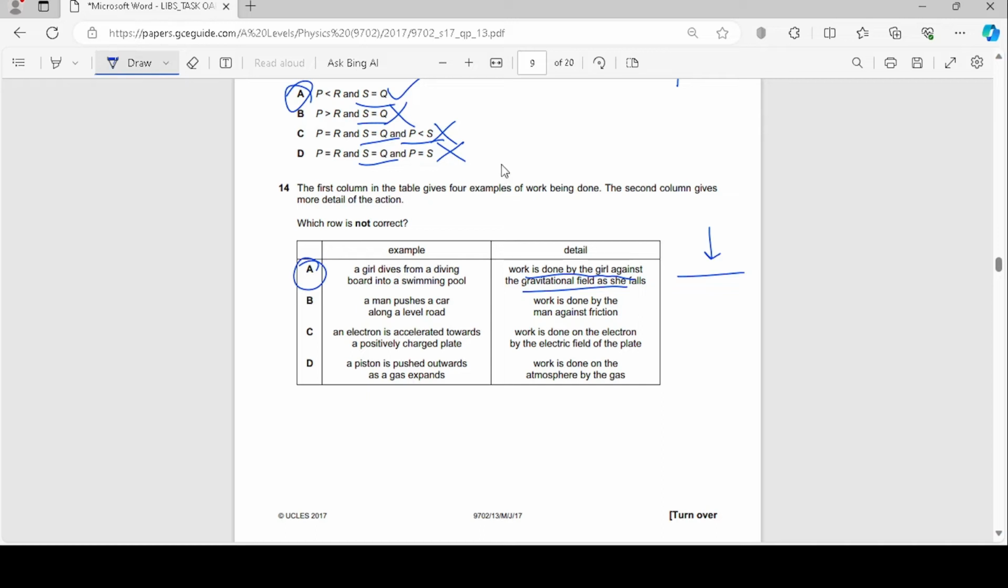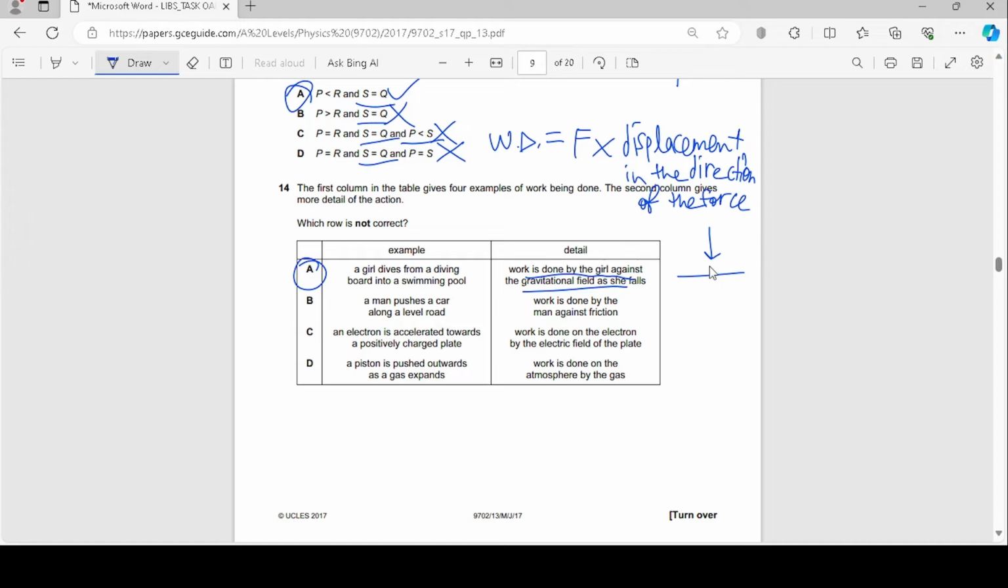Why? Because what is the definition of work done? Work done is the force applied, multiplied by the displacement in the direction of the force. In the direction of the force. So that's the work done on.